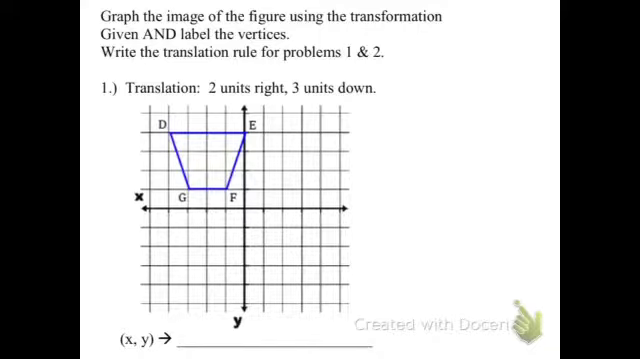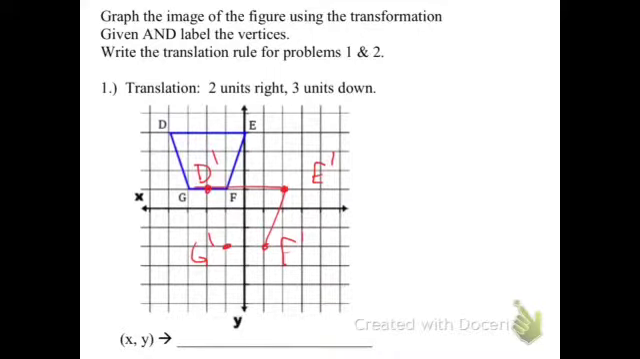Okay, so on number 1, we're going 2 to the right, 3 down. So 2 right, 3 down. It's going to put us right here for your E prime. D, 2 right, 3 down, there's going to be your D prime. G needs to go 2 right, 3 down. F needs to go 2 right, 3 down, and there's my F prime.